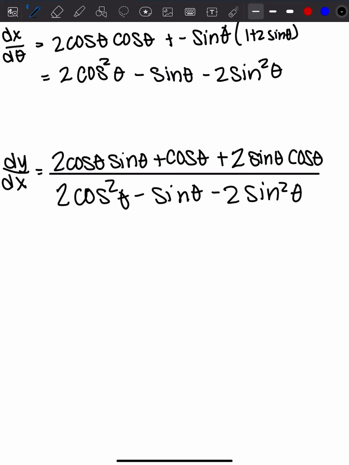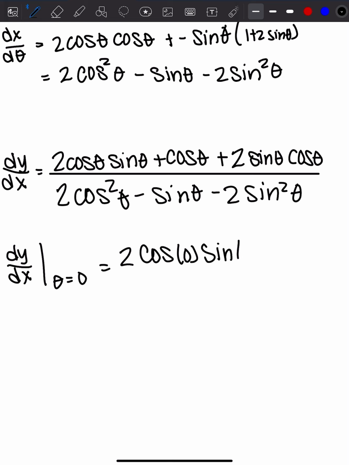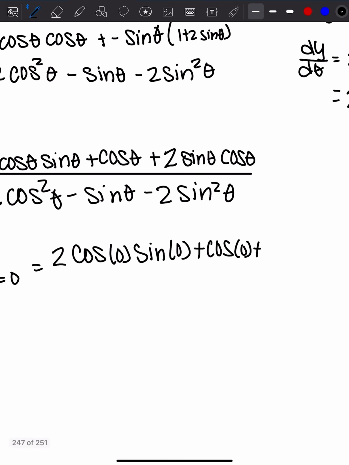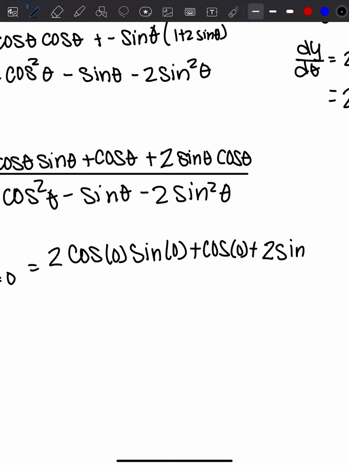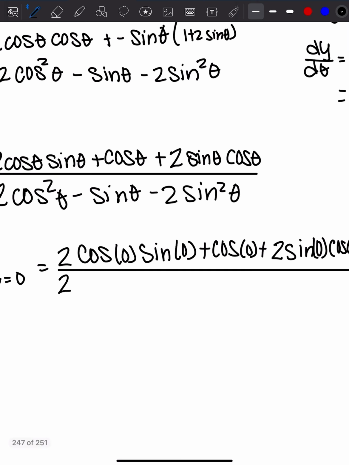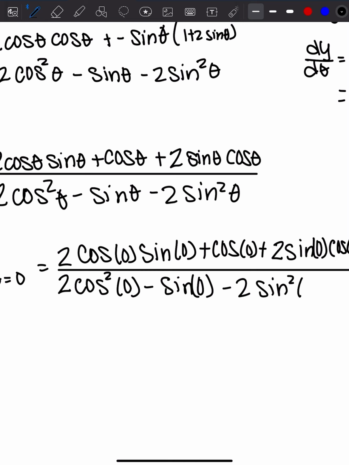So our last bit here is to plug in 0 for theta. So I have dy over dx where theta equals 0. So I have 2 cosine of 0 sine of 0 plus cosine of 0 plus 2 sine of 0 cosine 0, divided by 2 cosine squared 0 minus sine of 0 minus 2 sine squared of 0.